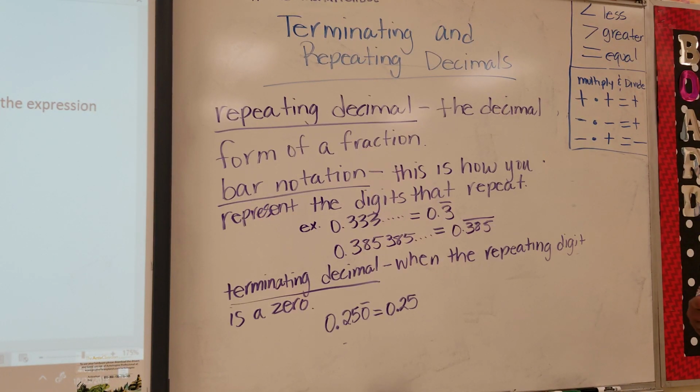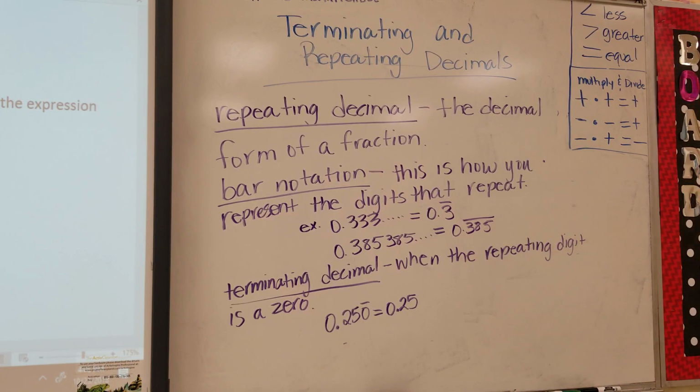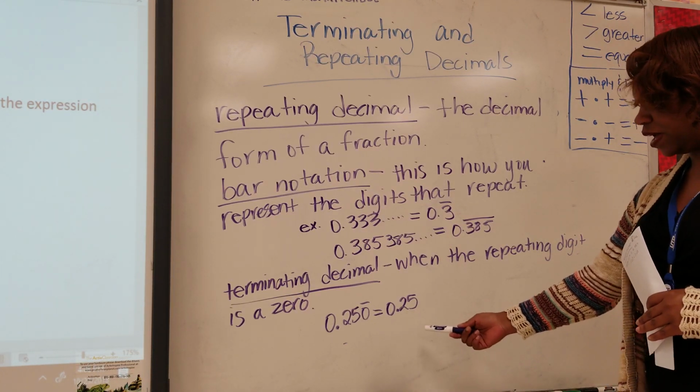Terminating decimal. That's when the repeating digit is a 0. Now, terminating decimals, that is like a 1/4. So when we put in the calculator 1/4, 1 divided by 4, we will get 0.25.